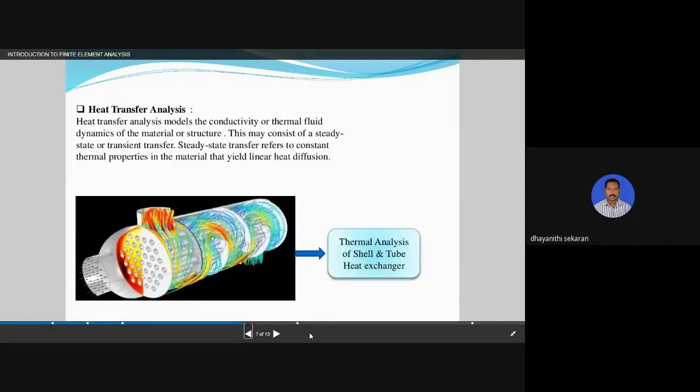Heat transfer analysis. Heat transfer analysis models the conductivity or thermal fluid dynamics of a material or structure. This may consist of steady state or transient transfer. Steady state transfer refers to constant thermal properties in the material that yield linear heat distribution. Thermal analysis of shell and tube heat exchanger. See the diagram.